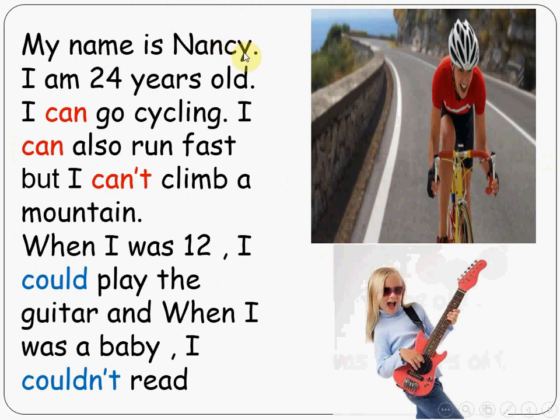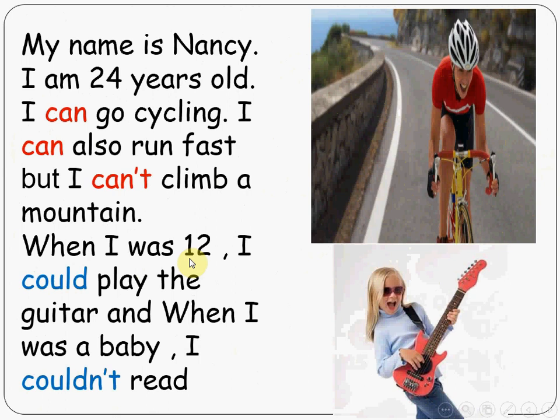My name is Nancy. I am 24 years old. I can go cycling. So here's Nancy. She's talking in the present. She's 24 years old. She said that I can go cycling. And now she can go cycling. I can also run fast, but I can't climb a mountain. So this is in the present. Okay, let's move to the past, when she was young.